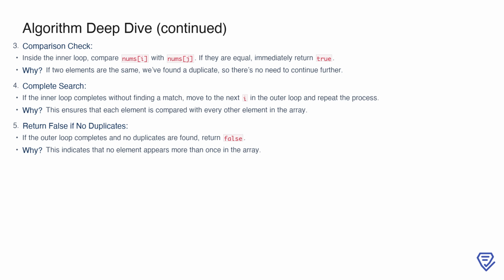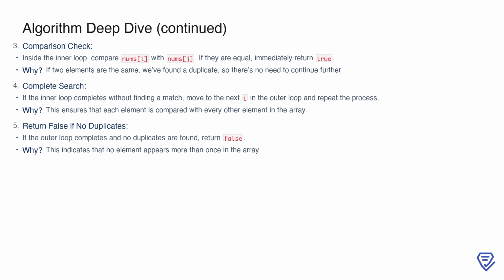Within the inner loop, we check whether nums[i] is equal to nums[j]. If a match is found, we immediately return true, as this confirms the presence of at least one duplicate in the array. There's no need to continue further once a duplicate is detected.